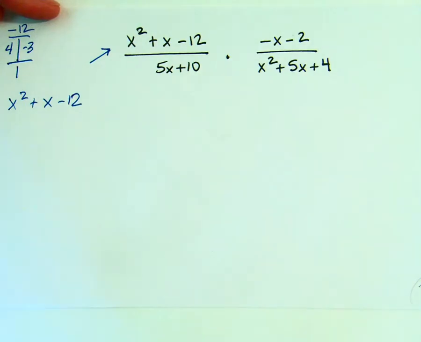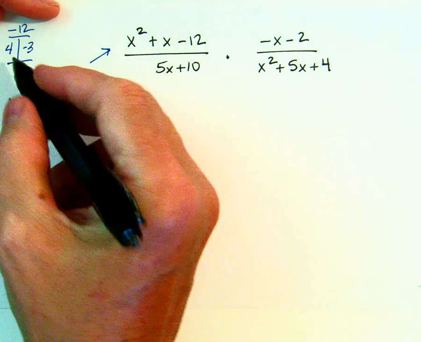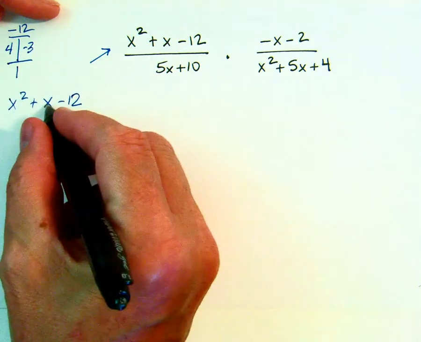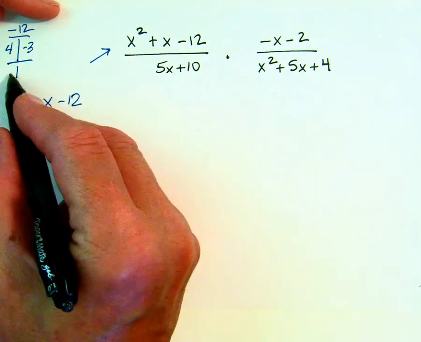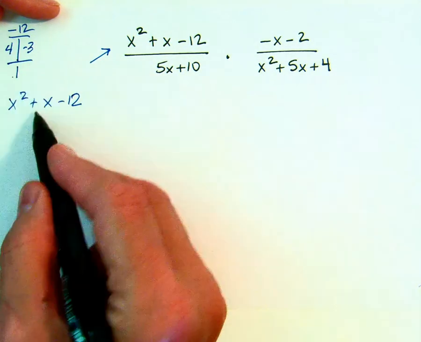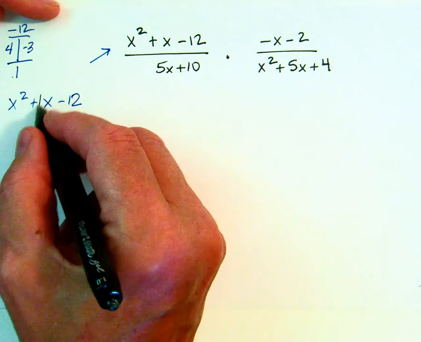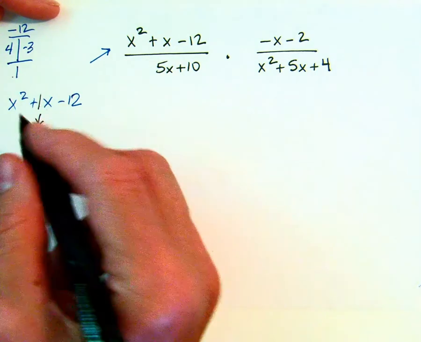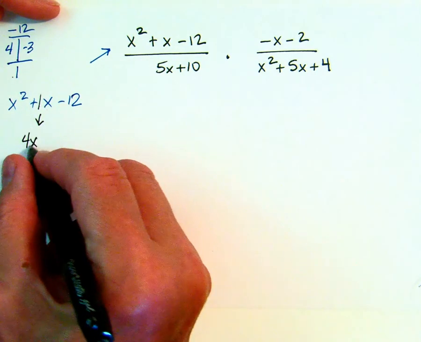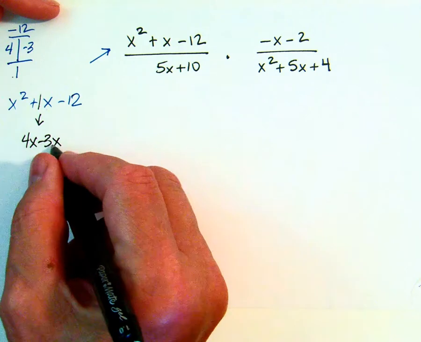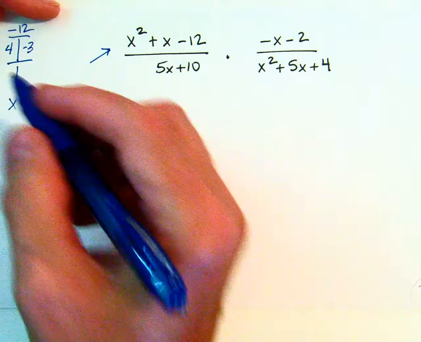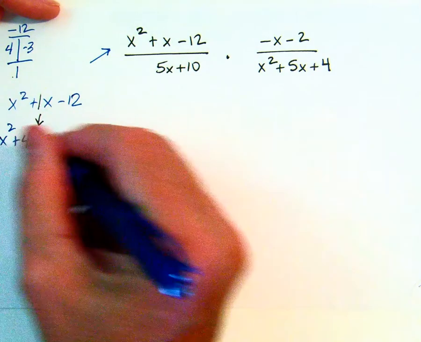And remember that my 4 and negative 3, that's how I got my 1. 4 plus a negative 3 is 1. That's this 1. And I'm going to substitute my 1x with 4x minus 3x. 4x minus 3x is 1x. And I'll copy the stuff around it.